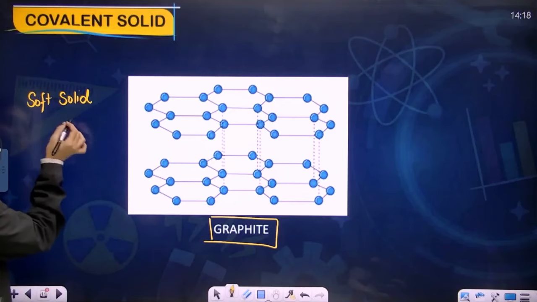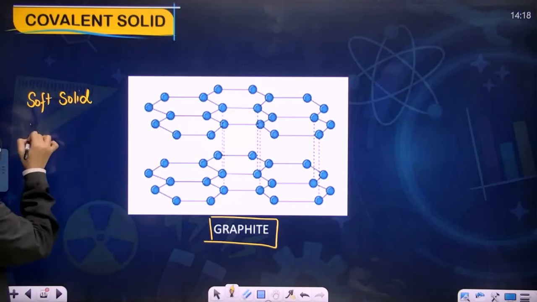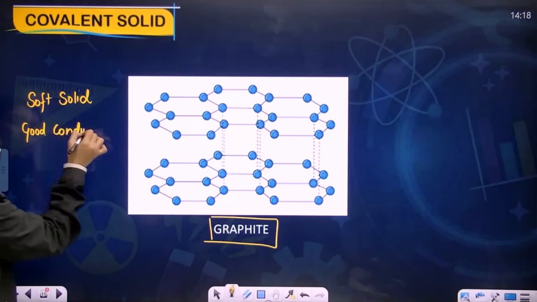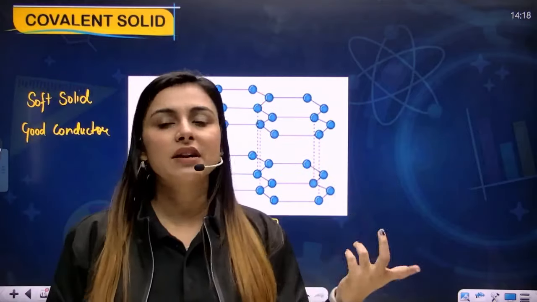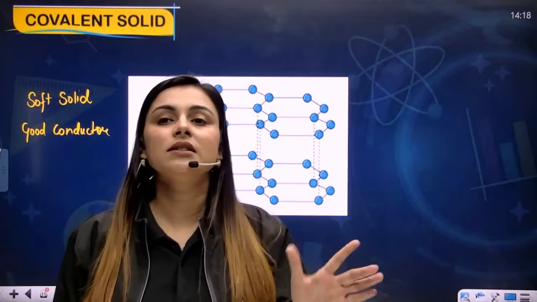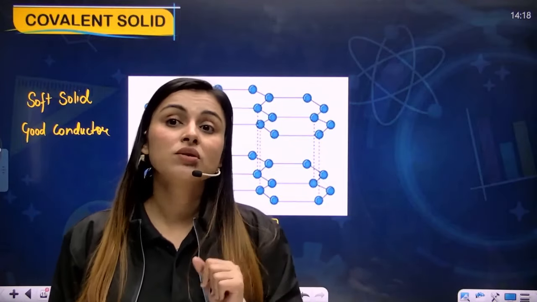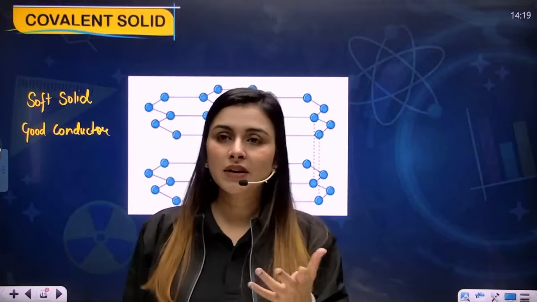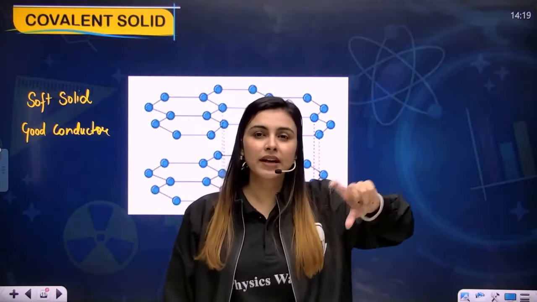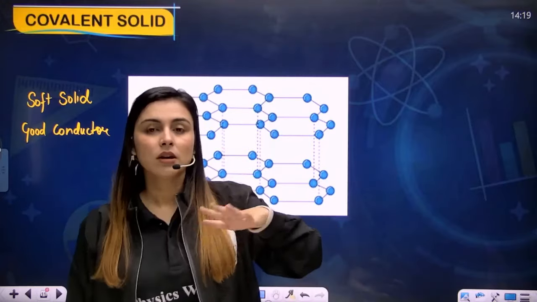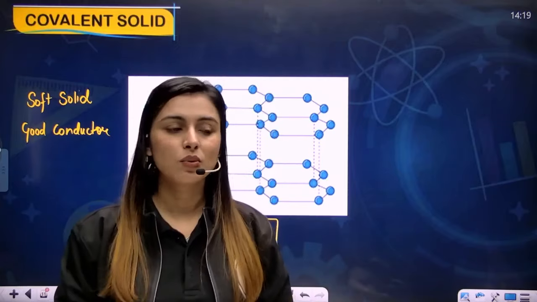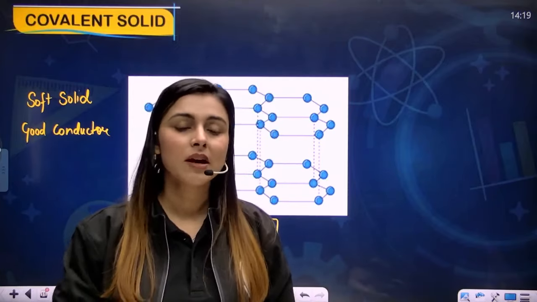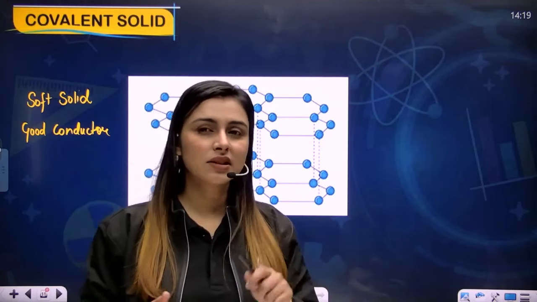The other thing graphite says is that I am a soft solid and I am a good conductor of electricity. So it is behaving differently in two ways. Covalent solids were hard, but graphite is a covalent solid, yet it is a soft solid. It is generally used in lubricants. You might have played carrom, right? You use a powder there so that you can play carrom more easily. I have no idea what we call them, but the pieces can slide very easily, right? That is the reason we use the powder.